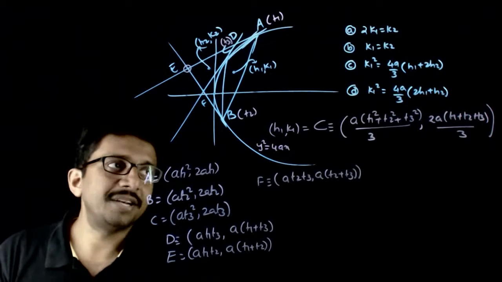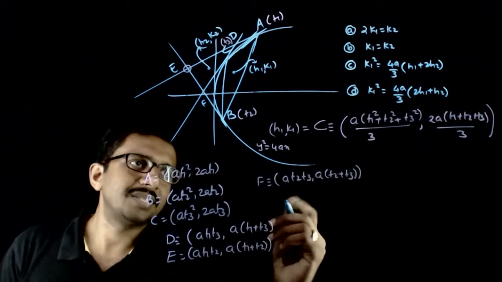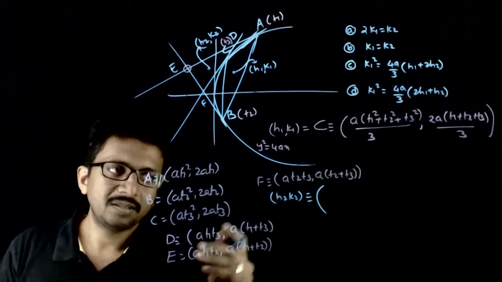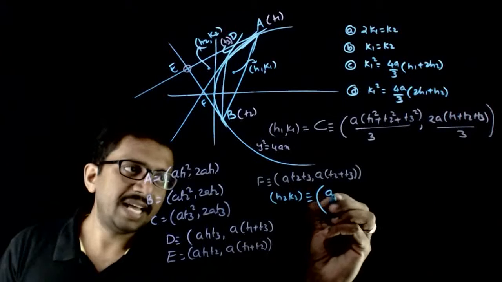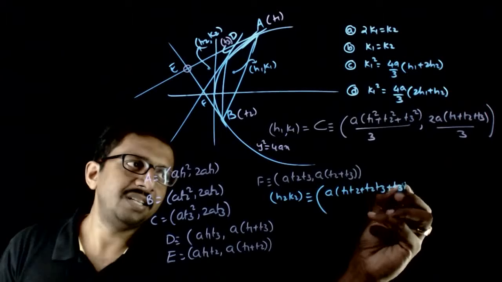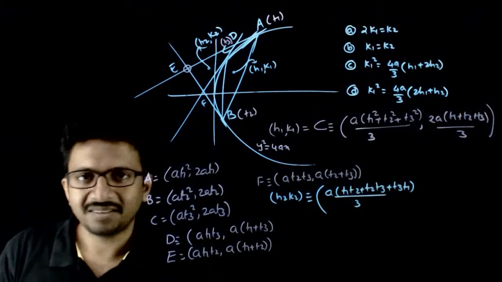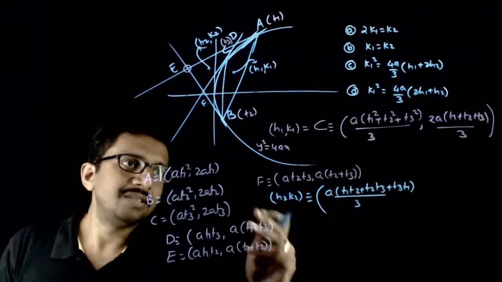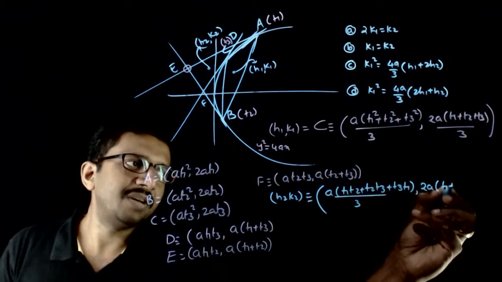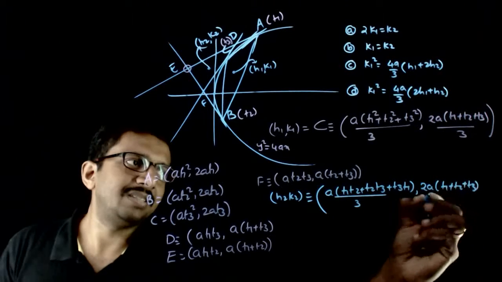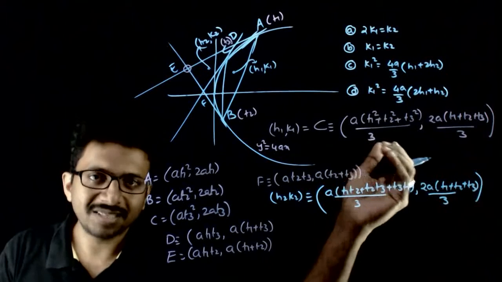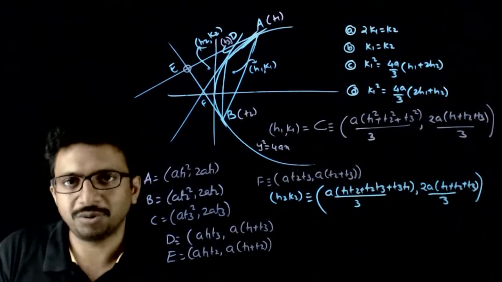Now what is the centroid of triangle DEF? The centroid H2, K2 is nothing but a times (T1T2 plus T2T3 plus T3T1) by 3. And if you add these 3, you get 2a times (T1 plus T2 plus T3) by 3. So these are the coordinates of H1, K1, and these are the coordinates H2, K2.